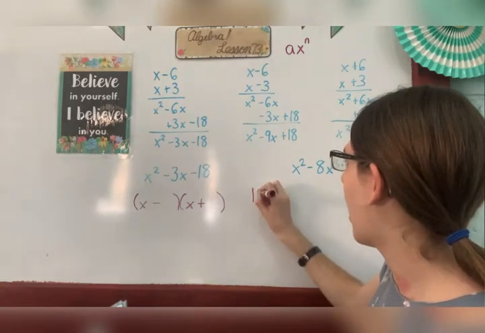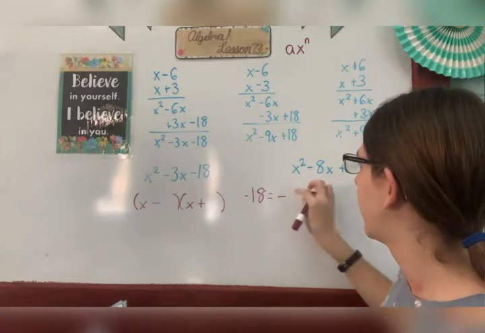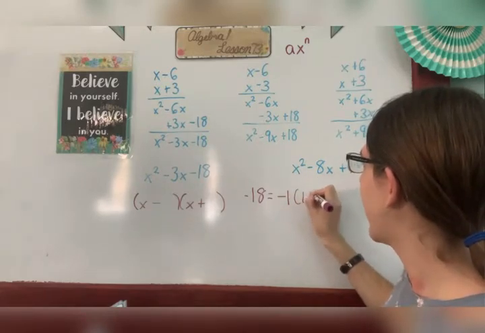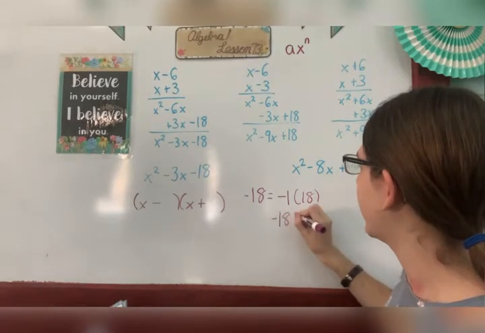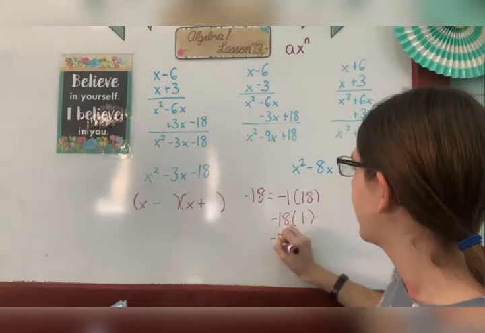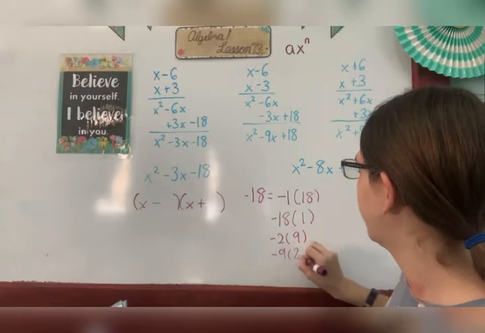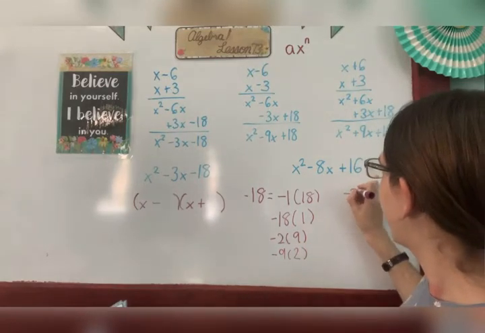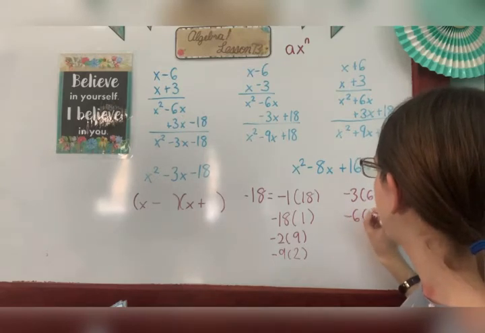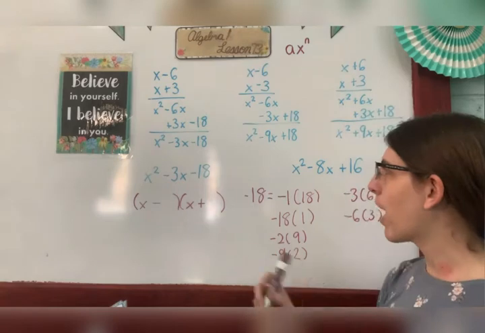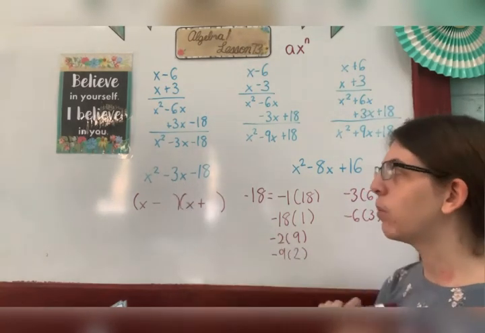So my factors of negative 18 are negative 1 times 18, negative 18 times positive 1, negative 2 times positive 9, negative 9 times a positive 2, negative 3 times a positive 6, or a negative 6 times a positive 3. To figure out which factors go here, you have to add them together, and they need to equal negative 3.